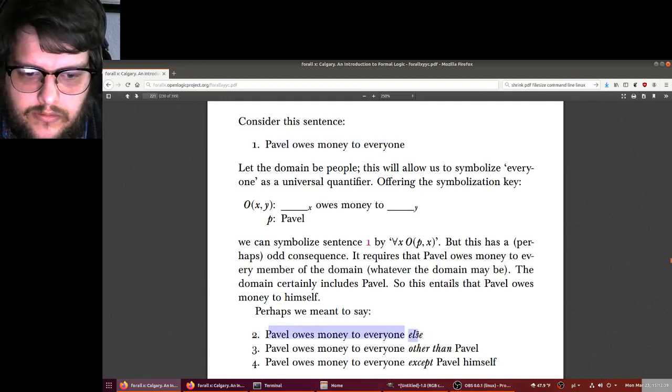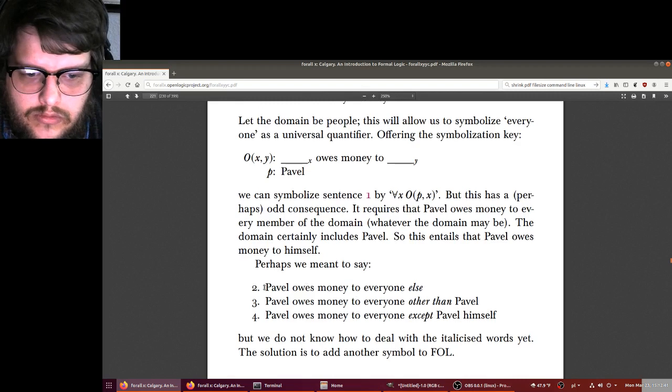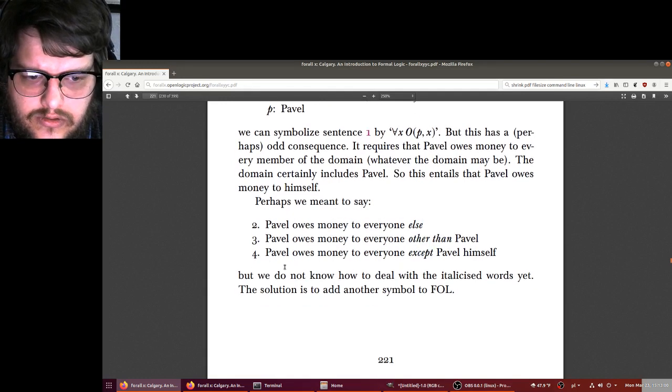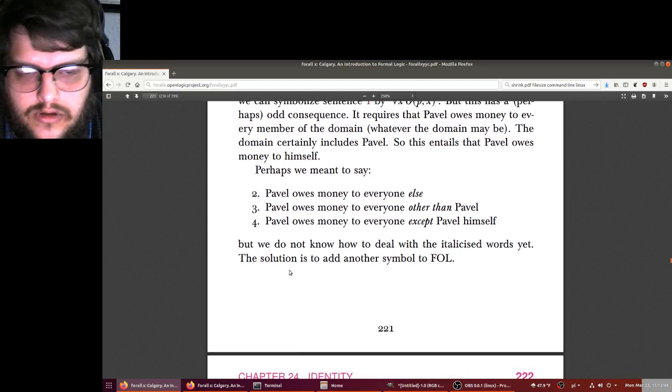So, usually, they say it a few different ways, okay? Pavel owes money to everyone else. Pavel owes money to everyone other than Pavel. And Pavel owes money to everyone except Pavel himself. Those all kind of have the same meaning. Now, it's these italicized parts that are difficult to handle in first order logic without more symbols.